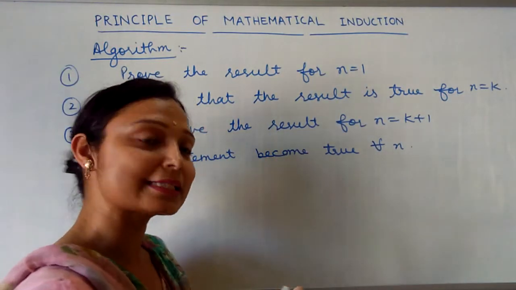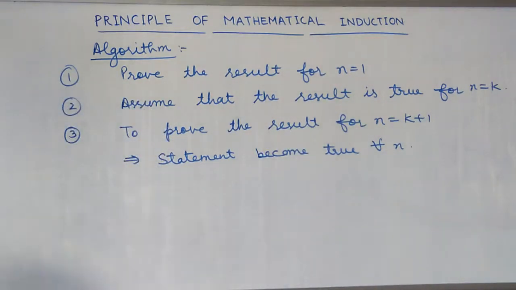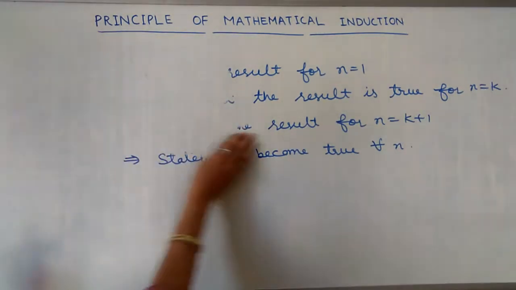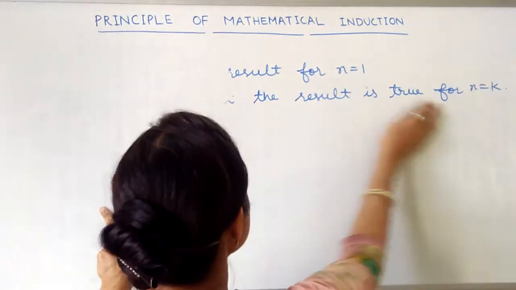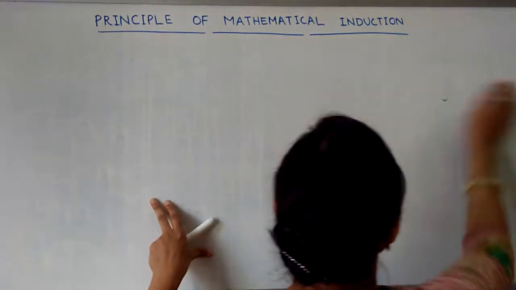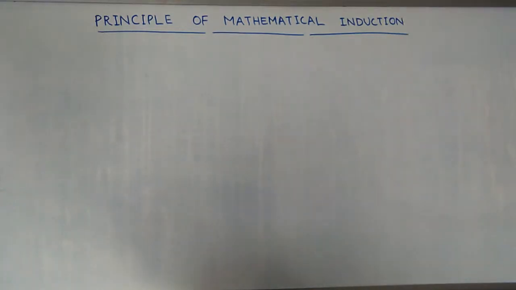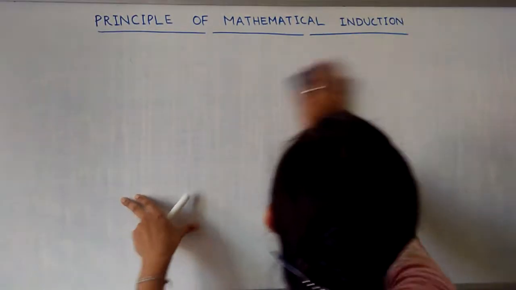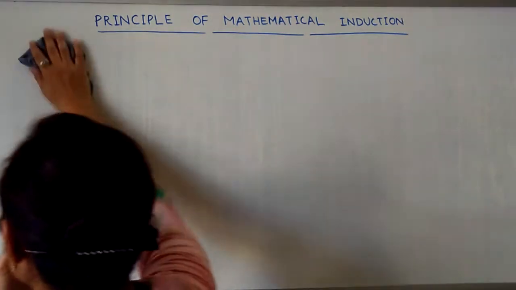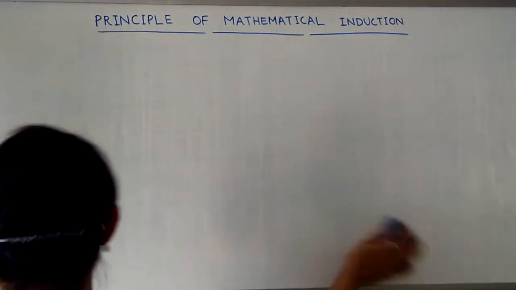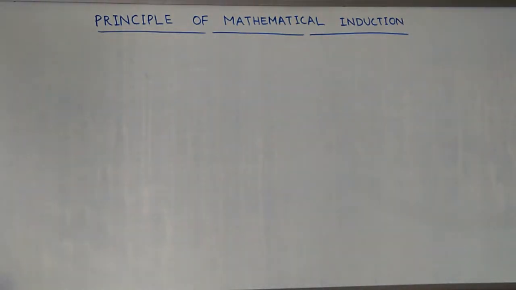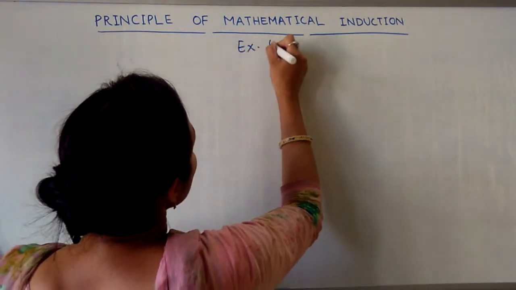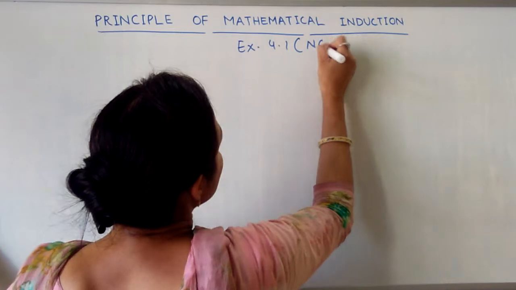So let's start with the exercise. By using these 3 steps, we can easily solve the questions. So see the exercise 4.1. There is only one exercise in this mathematical induction, that is exercise 4.1 only. There is not any second exercise. So exercise 4.1 NCERT.